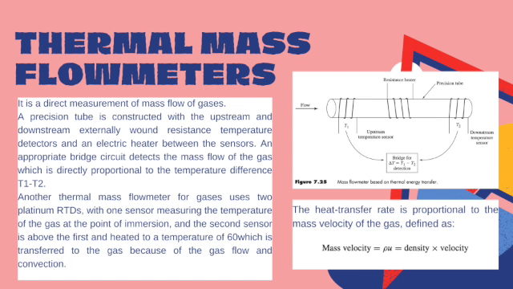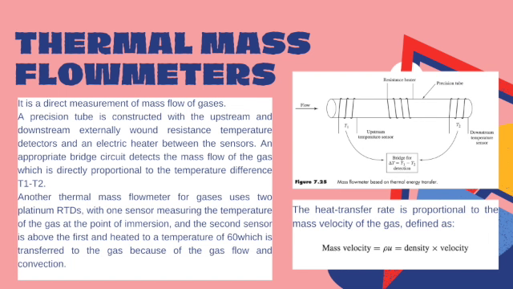Thermal mass flow meters are a direct measurement of mass flow of gases. The way it works is a percussion tube is constructed with the upstream and downstream externally wound resistant temperature detectors and an electric heater between the sensors. An appropriate bridge circuit detects the mass flow of the gas, which is directly proportional to the temperature difference T1 minus T2.